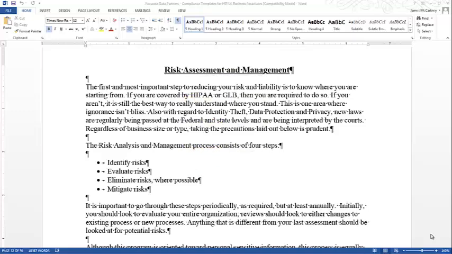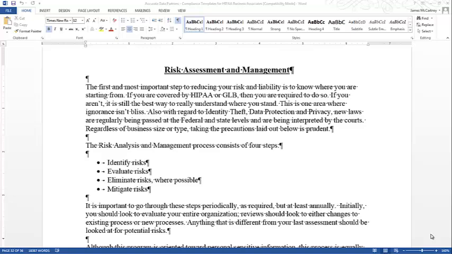The goal is to eliminate risks that you can and mitigate those that can't be eliminated. Most risks must be mitigated. An example of eliminating a risk would be not collecting or keeping information that you don't need. You can't lose what you don't collect.